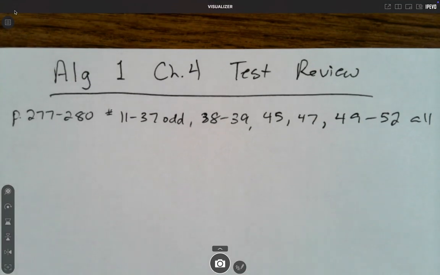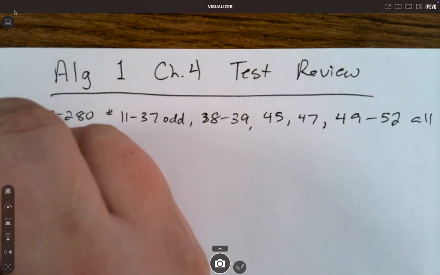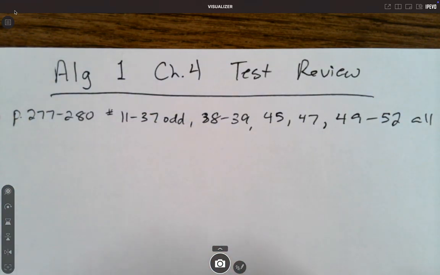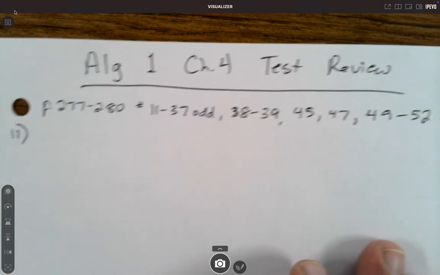Okay, so let's do some review for Chapter 4. We'll begin talking about writing equations in slope-intercept form. On number 11 and 13, the directions are to write an equation in slope-intercept form for the line that passes through the given point and has the given slope.